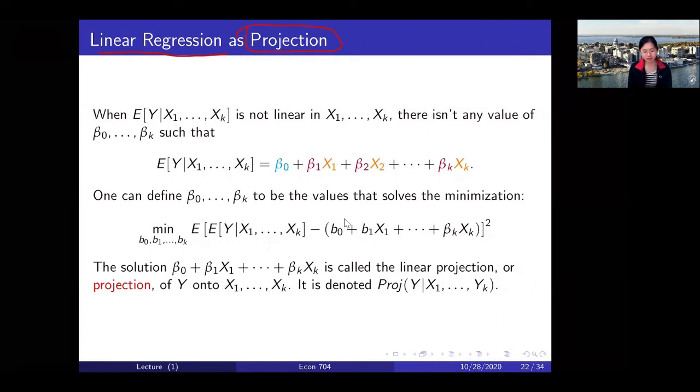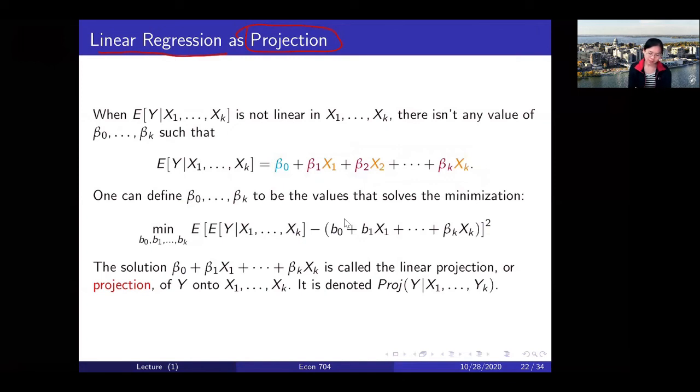So when the conditional mean is not linear in the x variables, there isn't any value of the parameters that satisfies this equation. Clearly, right? If there is any parameter value that satisfies this equation, then the conditional mean would be linear. But if it's not linear, then there are no beta values that satisfy this equation. But then how do you define this colorful linear function to make it still meaningful in that linear regression equation?